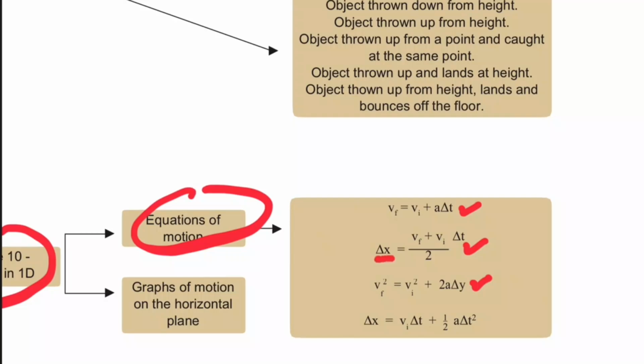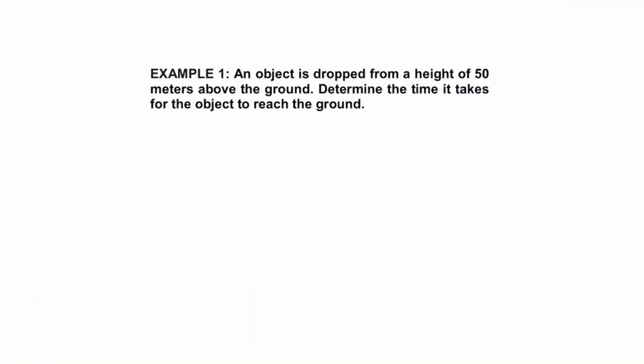Instead of delta x, when you're talking about vertical projectile motion, we usually use delta y, right? But the equations still work because vertical projectile motion is still motion in one dimension. So these are the equations we're going to mainly use to answer our questions under vertical projectile motion. In our first example, we have an object that is dropped from a height of 50 meters above the ground. Determine the time it takes for the object to reach the ground.